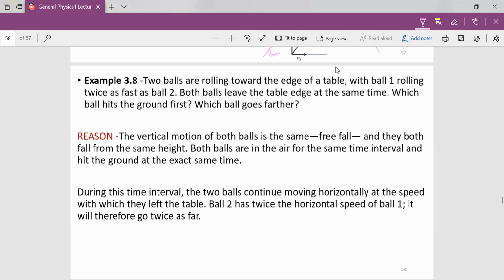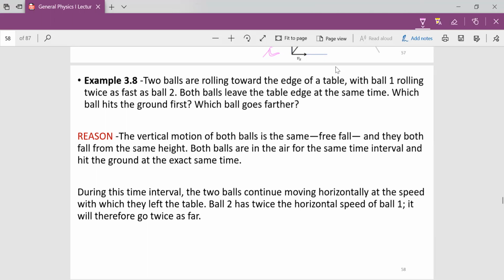Okay. Now the picture we saw earlier can also be presented in this kind of question. We see that there are two balls. One is rolling twice as fast as the other, but they both left the edge of the table at the same time.